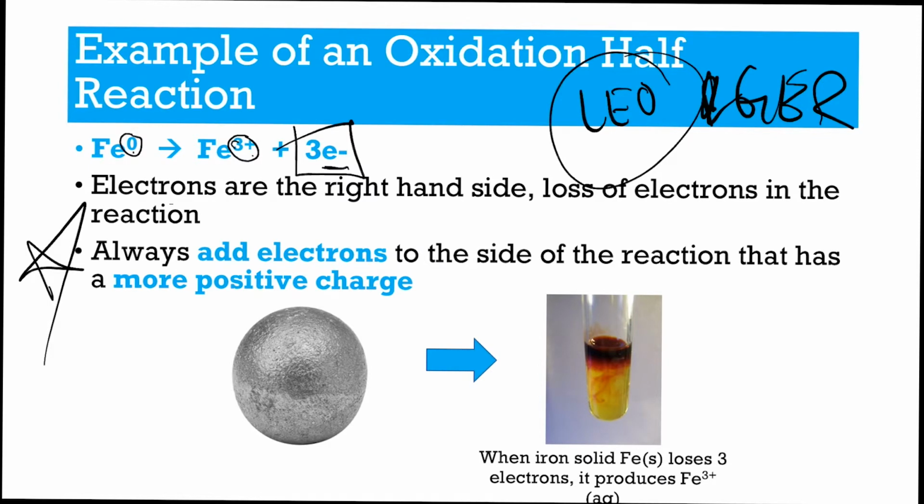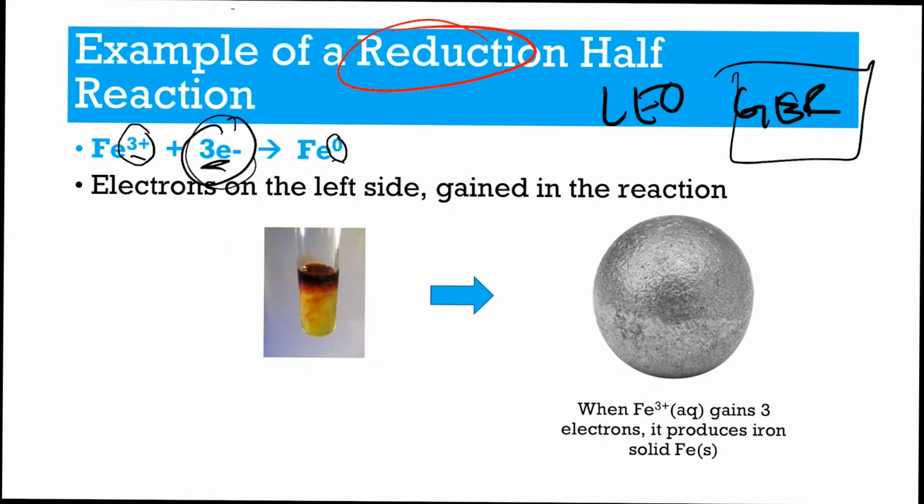So oxidation always has electrons on the right-hand side. Reduction always has them on the left-hand side. But if that confuses you, you always add electrons to the most positive side. So if we look at this example, what's more positive, 0 or positive 3? I hope you all say positive 3. So that's why we added them to the side with the positive 3. Same thing if we go back to the reduction half reaction. You're adding them to the more positive side.